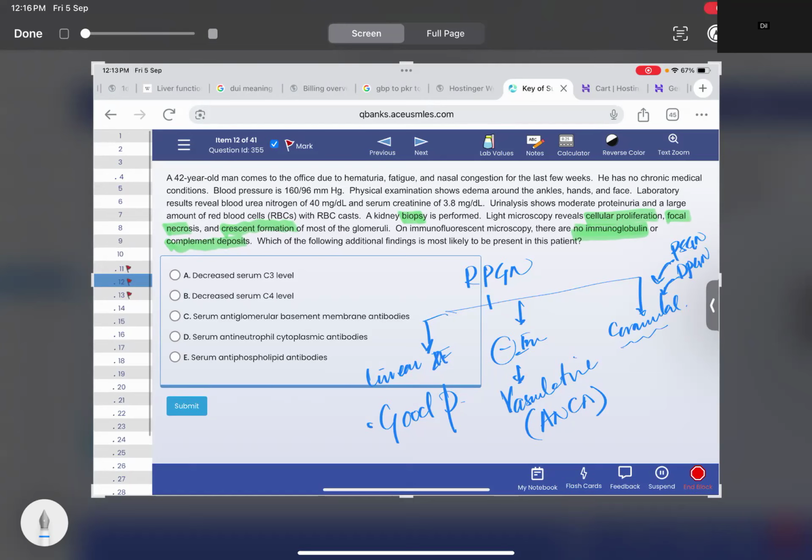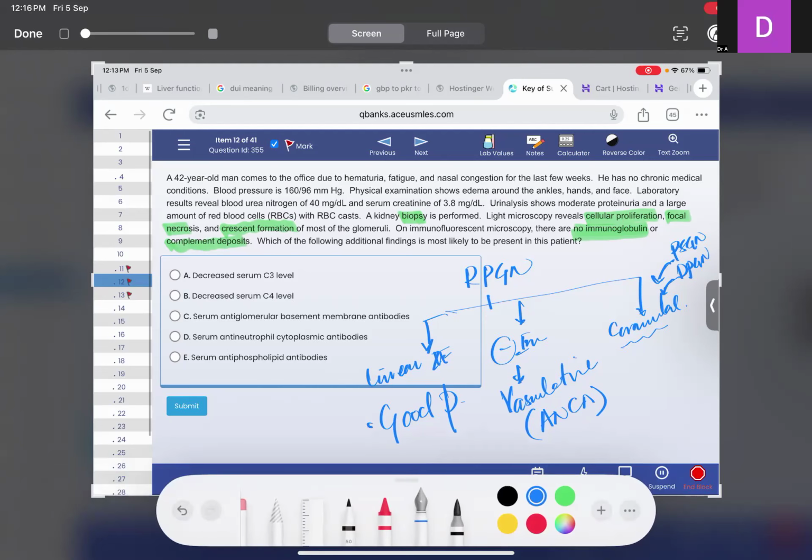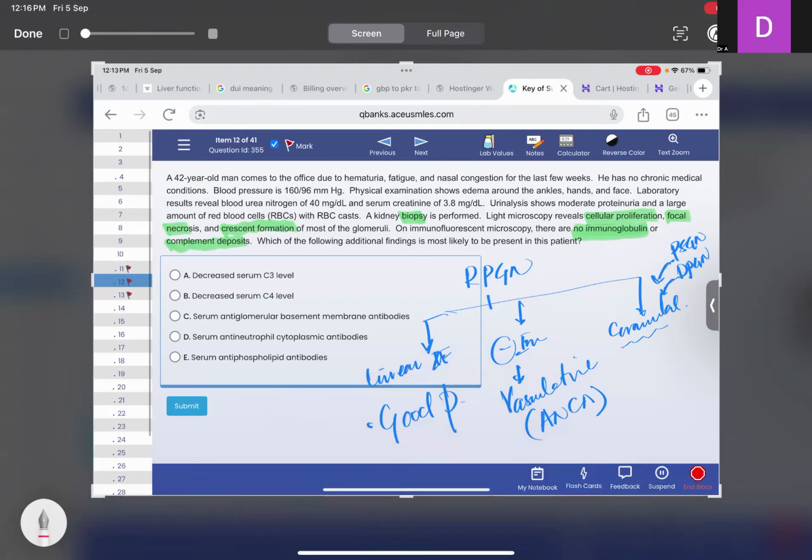Okay, so now come to the question. First you have diagnosed RPGN. Just from crescents formation, you can get this, okay?